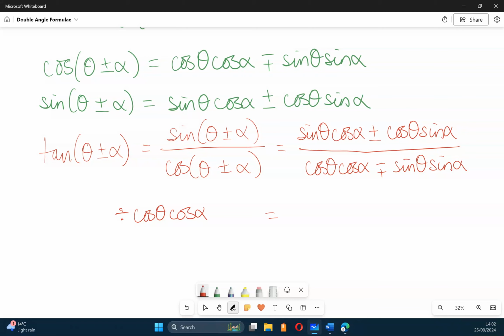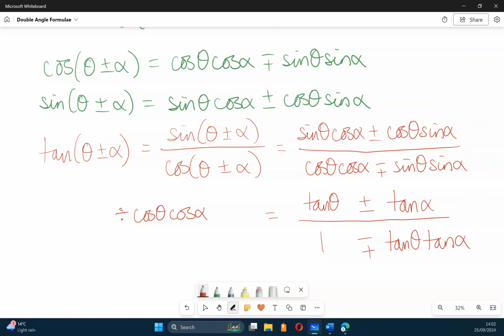So dividing through, what we get is sine over cosine becomes tan theta, cos alpha over cos alpha is 1, plus or minus cos theta over cos theta is 1, sine alpha over cos alpha is tan alpha. Cos theta cos alpha divided by cos theta cos alpha is 1. This becomes minus plus sine theta over cos theta, which is tan theta, times sine alpha over cos alpha, which is tan alpha. And we've derived the double angle identities for cosine, sine, and tan.